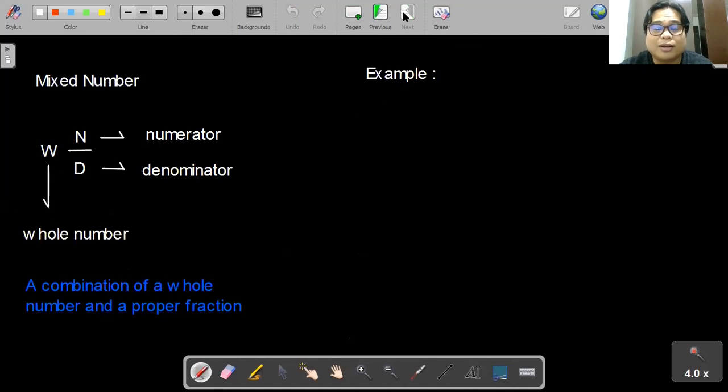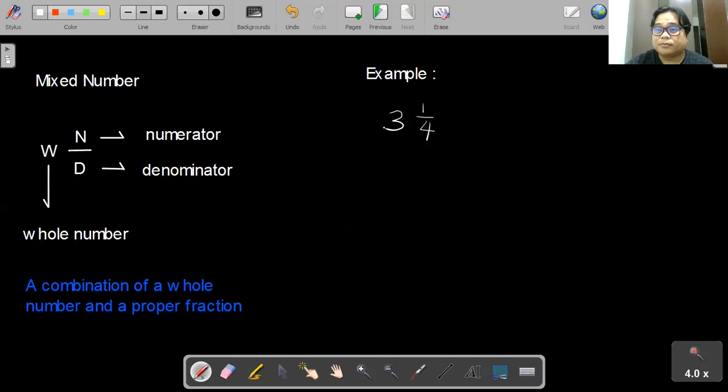So let's now move on to our last form. Okay, this time we're dealing with the mixed number. So how does it look like? As you can see, there is now a combination of a whole number and a proper fraction. A whole number and a proper fraction. Let me show you how it looks like. For example, you have 3 and 1/4. See, that's a mixed number. It's a combination of a whole number. The whole number here is the 3, and then your proper fraction is the 1/4.